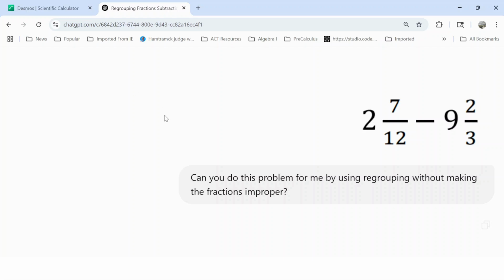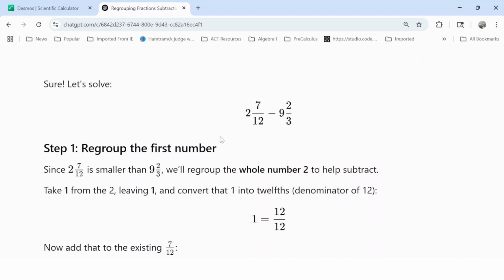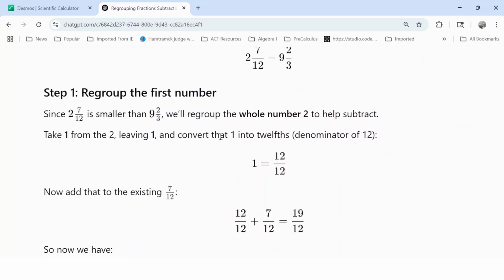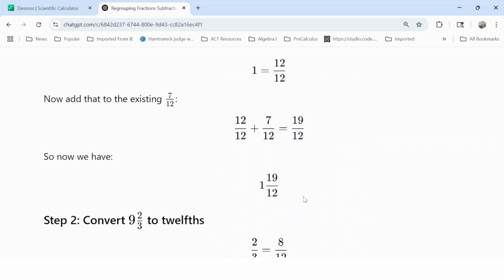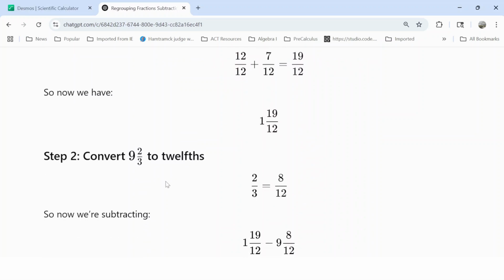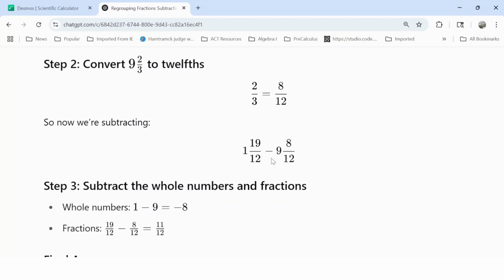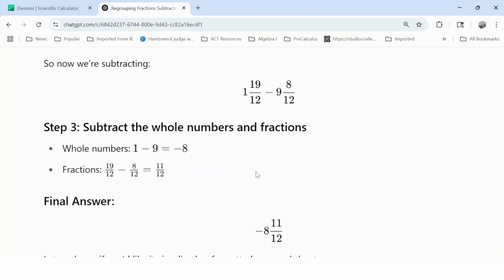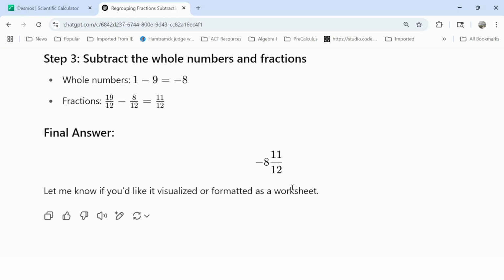Okay, so ChatGPT says, sure, I can do this. And what it did was it borrowed 1 from the 2 and got 1 and 19/12, and then it converted the 9 and 2/3 to 12ths. So it came up with the problem 1 and 19/12 minus 9 and 8/12. And then when it subtracted the whole numbers and got negative 8, then subtracted the fractions, it got negative 8 and 11/12, same as the student I was tutoring.